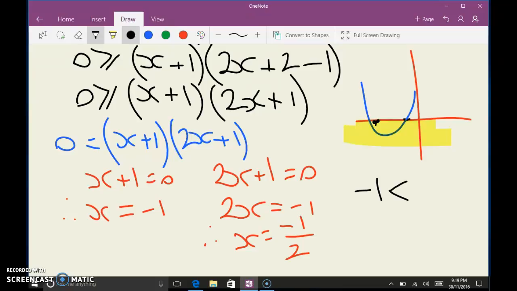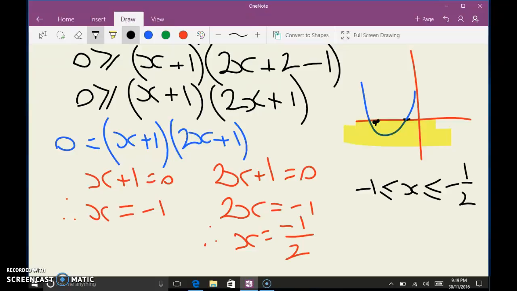Am I doing the right question? Yes, I am. Minus 1 x. Oh god, that's ugly as sin. Let me just redo that so that it's a bit neater.